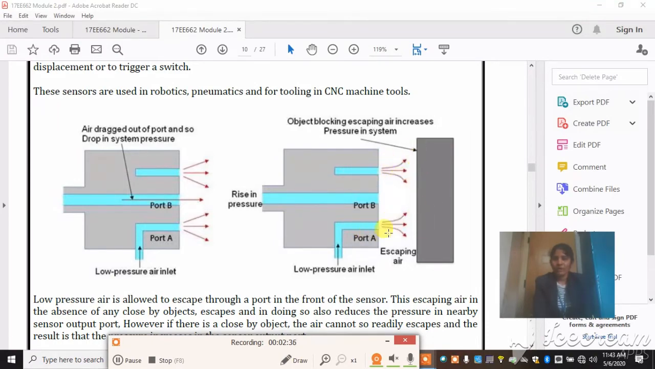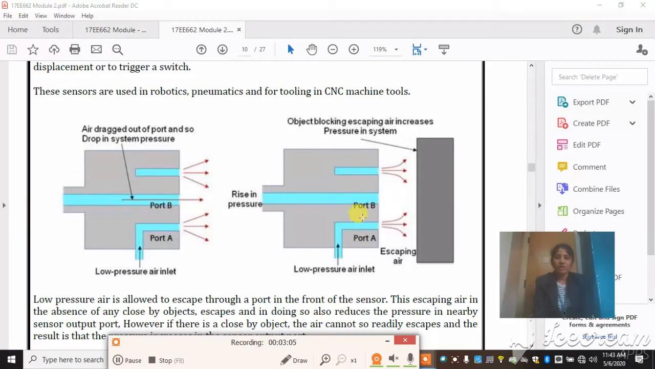When your low pressure air is allowed to escape outside, and any object is present in front of this escaping air, then when this object is very close, what will happen? This air flow will strike it and start to increase the pressure on the other port. This is how your pneumatic transducer works to identify the distance.